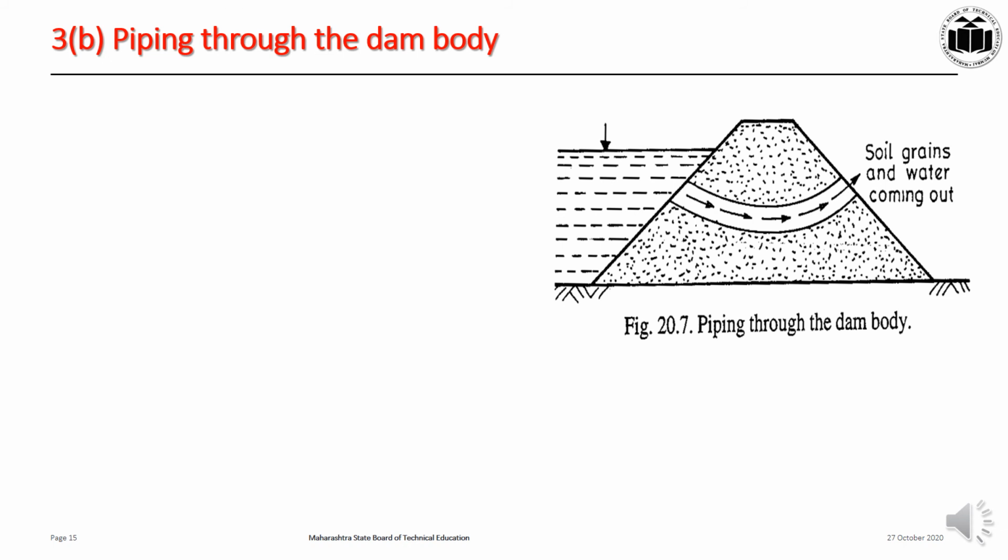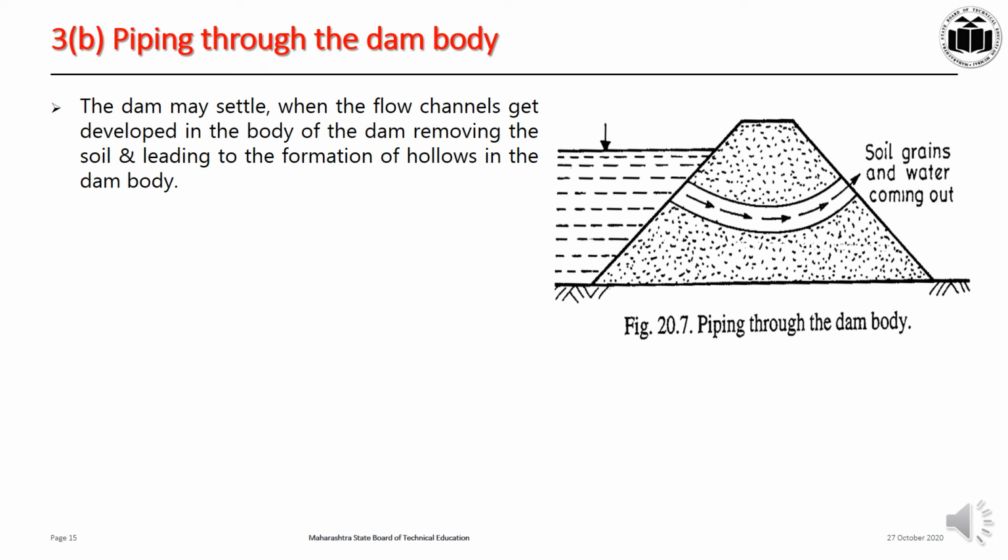Now, piping through the dam body. The dam may settle when flow channels get developed in the body of the dam, removing the soil or leading to hollows in the dam body. If there is a leakage through the dam body, then it's called horizontal seepage.